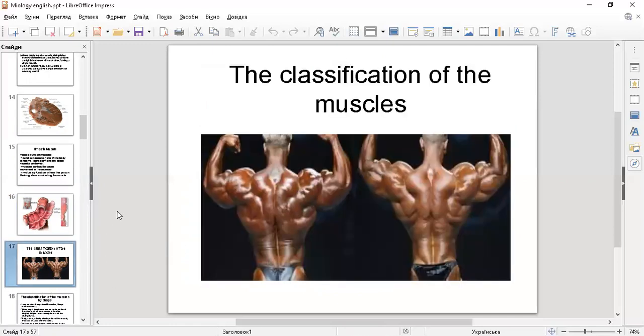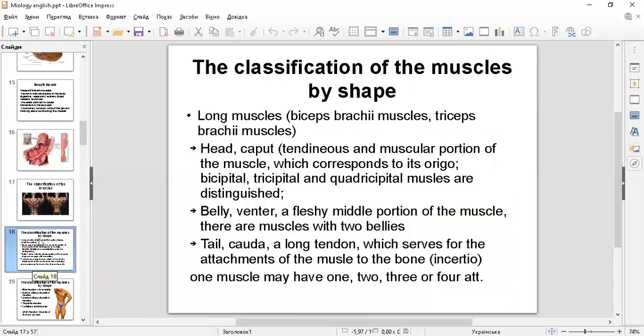The classification of the muscles. The classification of the muscles by shape. Long muscles: biceps brachii muscle, triceps brachii muscle.